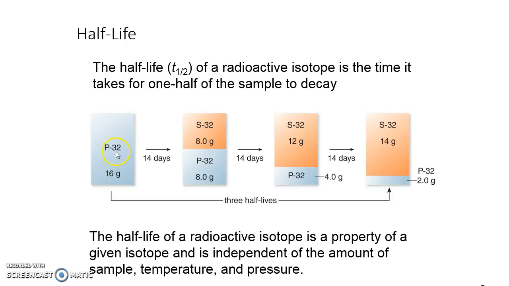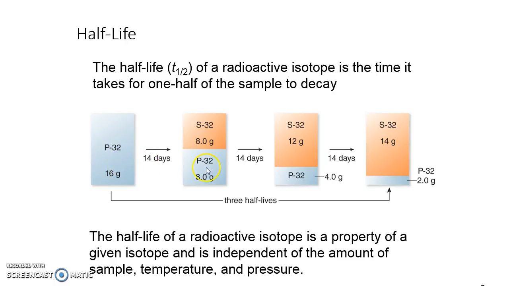If you have 16 grams of phosphorus 32, in 14 days, what you will find is that only 8 grams of phosphorus 32 remains. The rest of it has been changed into sulfur 32. This 14 days is called the half-life, and this is the amount of time it takes for a sample to decompose or decay halfway.